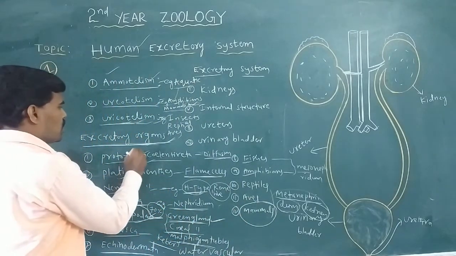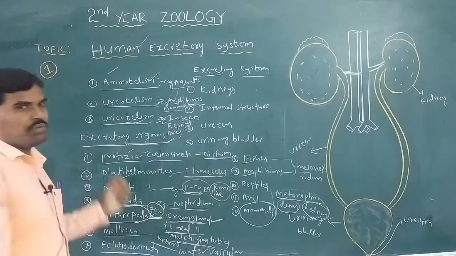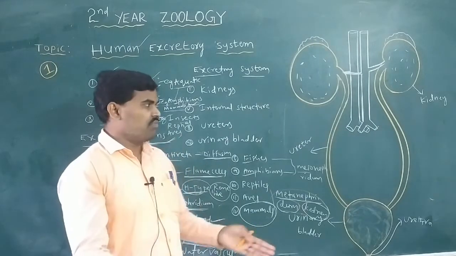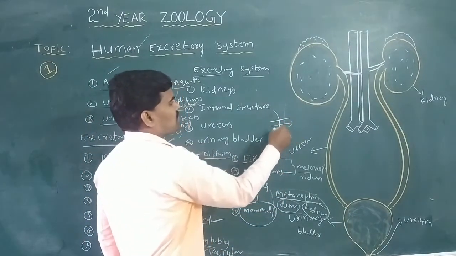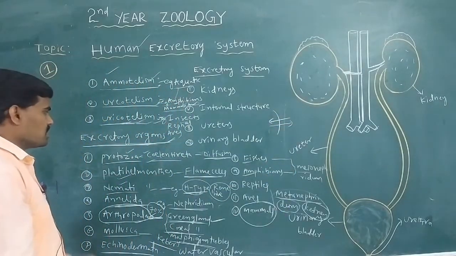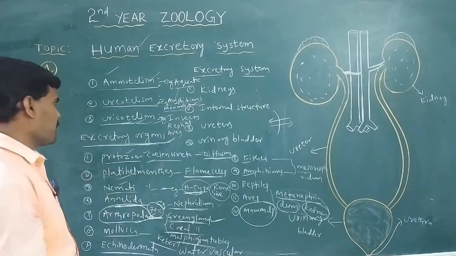So for example, protozoa, porifera, cnidaria, which type? The diffusion type of the excretory function. Diffusion means through plasma membranes, so endoosmosis and exoosmosis. Endoosmosis process and exoosmosis process are the excretory mechanisms. So this is the diffusion type.